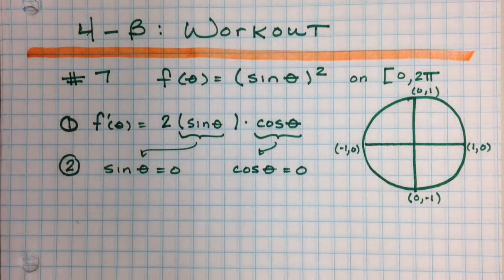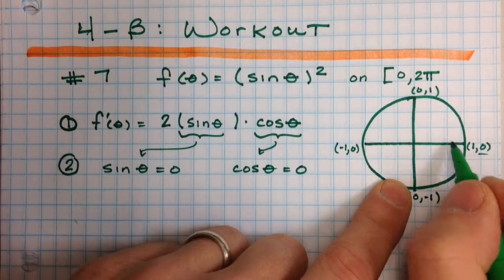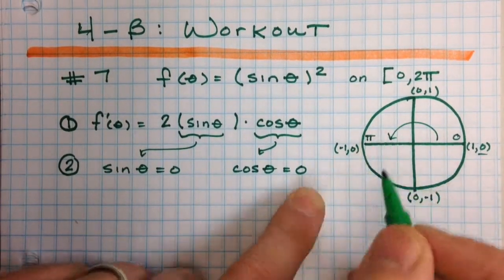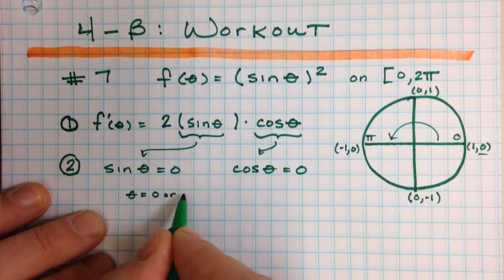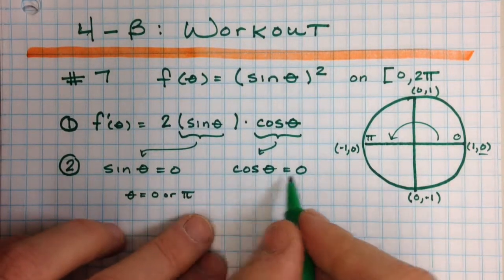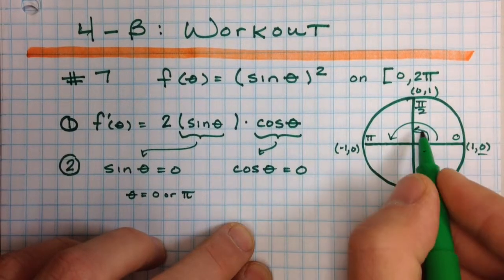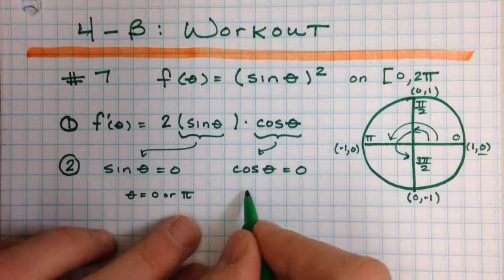So let's start with the sine of the angle. The sine of the angle would be 0 here at 0, and then again here at pi. And then the cosine of the angle would be 0 here at pi over 2, and then again here at 3 pi over 2.